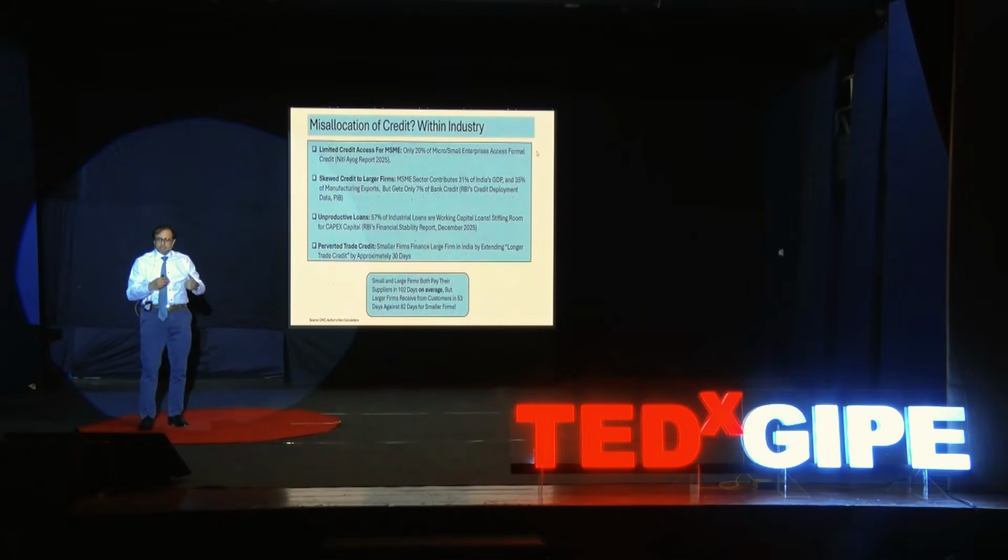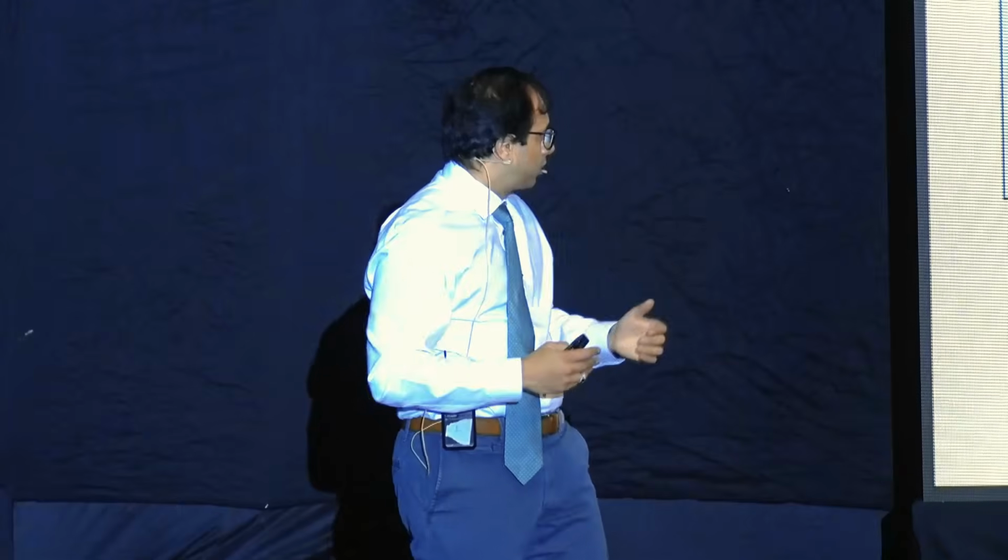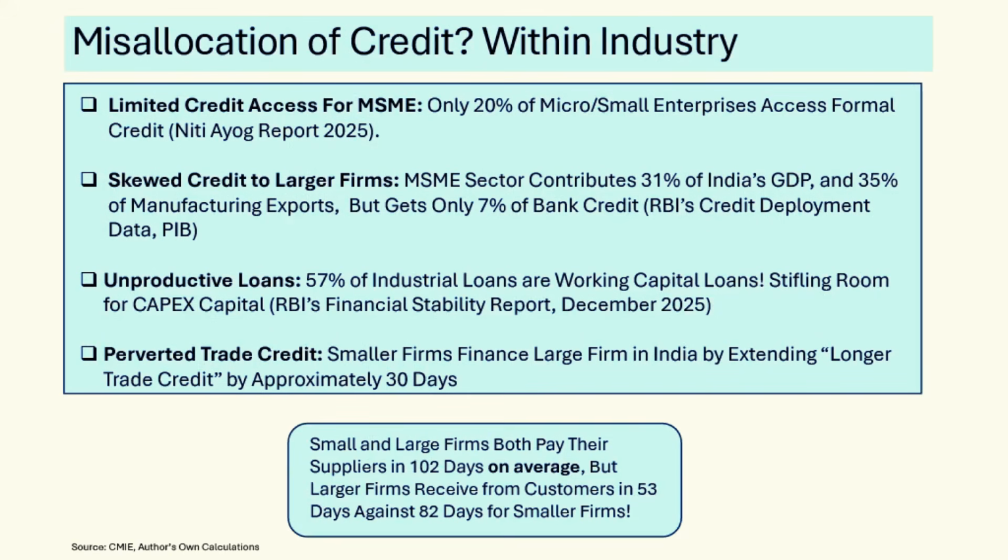Perverted trade credit system. This is one of the phenomenal points I learned over my economics journey over the last 10, 15 years: smaller companies in India are financing larger companies. That's true also in some other emerging markets, but not as much. And the point is as follows: when companies sell goods, their customers take some time to pay them back. Now, you can see the statistic here, which is computed from some of the data sets that I used. Small and large firms both pay their suppliers in roughly 100 days after they buy the goods.